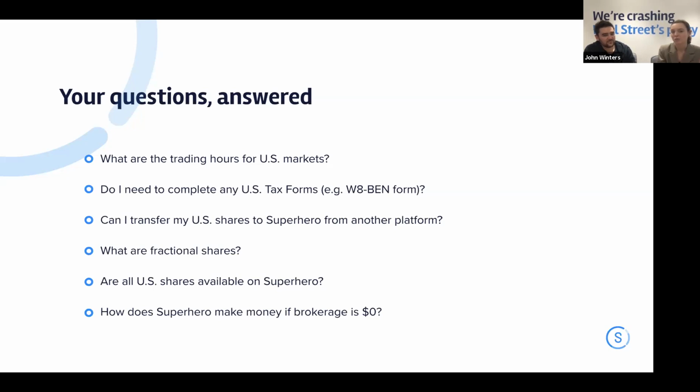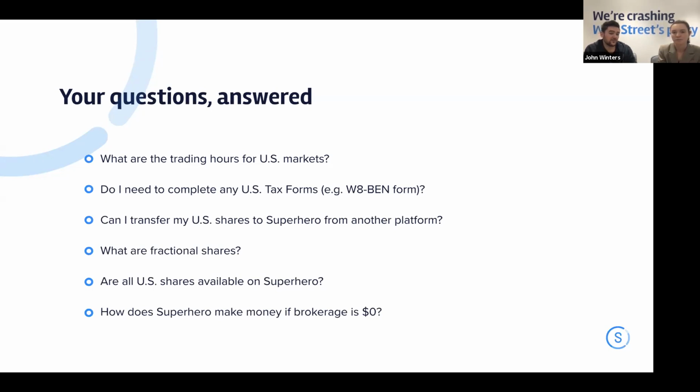We covered off tax reporting on the last slide, John, but there's a bit of a nuance when it comes to tax in the US. And I think people often have questions about the requirements for US tax when you're an Australian and you're trading US shares. So how does that work on Superhero?